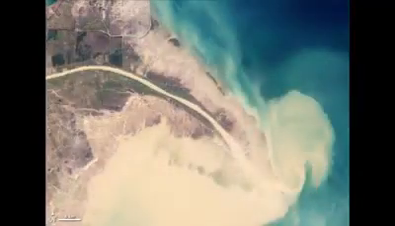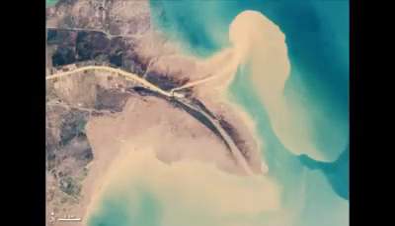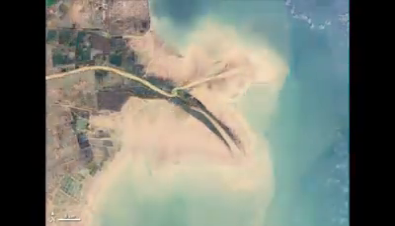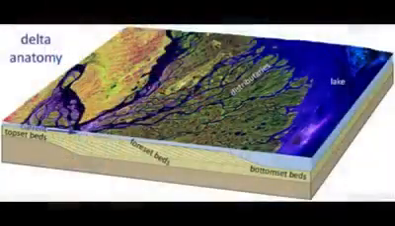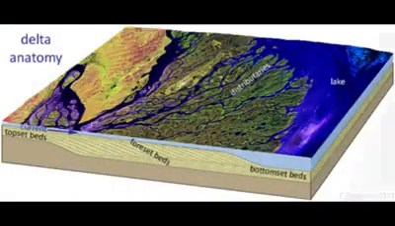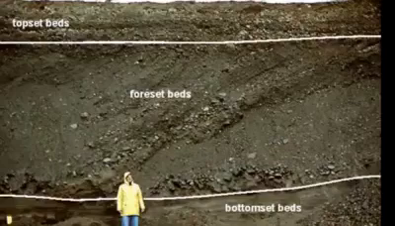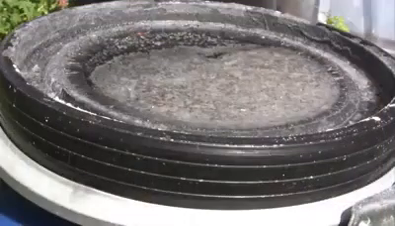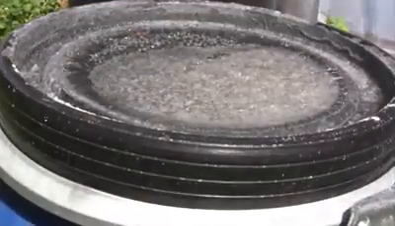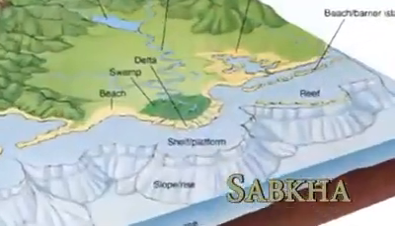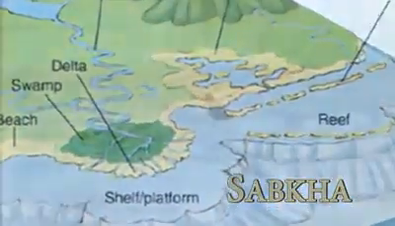Deltaic deposits are usually fine-grained, mostly mud, with various bed features such as the bottom set beds, foreset beds depositing off of horizontal, and top set beds on top. Evaporites show up again at beaches, appearing first above the high tide line in sabkhas, which will have carbonates, evaporites, and some silt to fine sand.